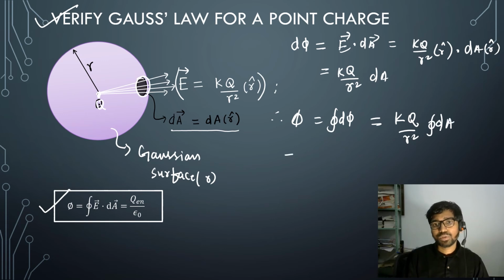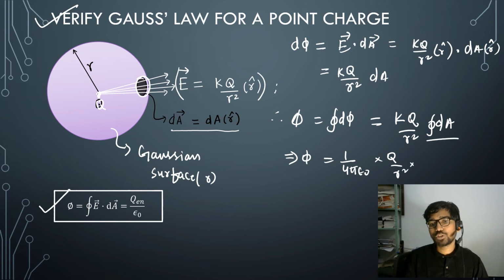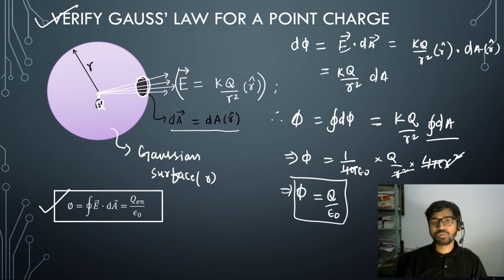And the value of k will be 1 upon 4 pi epsilon naught, times q by r square. And what will be the integration of dA? This will be the area of the sphere, which will be 4 pi r square. As you can see, 4 pi will cancel out, r square will cancel out, and we will be left with electric flux is equal to q upon epsilon naught, which is the expression for the Gauss law. Therefore, we have verified the expression of the Gauss law in case of a point charge.